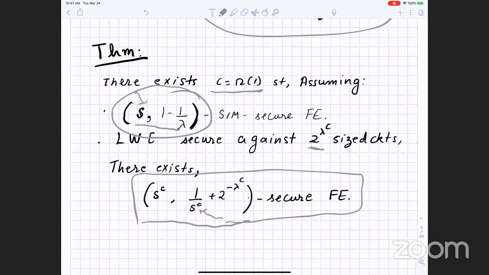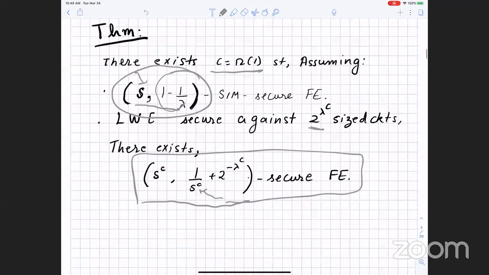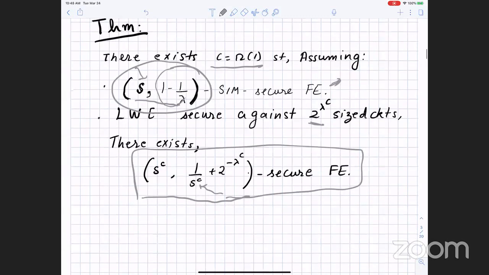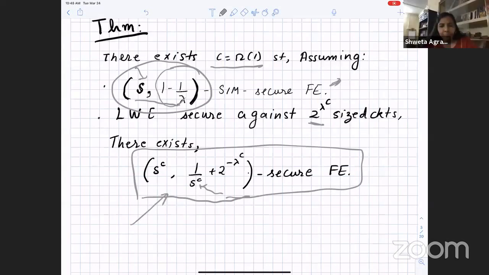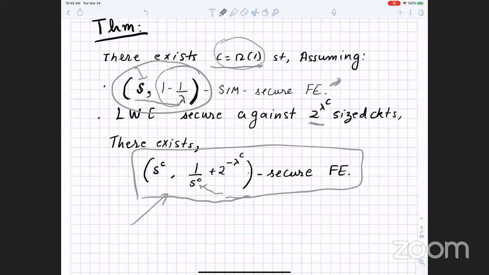So let me now phrase it in some way. By the way, first let me stress the size. Suppose you start with a scheme which was secure for all polynomial size circuits. You get a scheme which is secure for all polynomial size circuits, right? Because S and S to the C cover all polynomials, since the degree is just a constant away. Now, if you started with a scheme which was secure against sub-exponential sized adversaries, so if S was sub-exponential, then this scheme will also be sub-exponentially secure, secure against sub-exponential sized circuits.